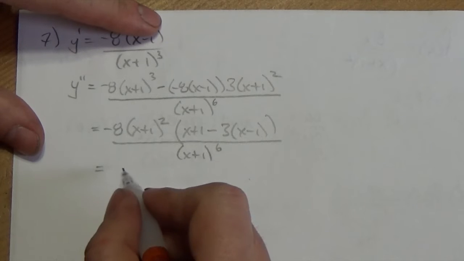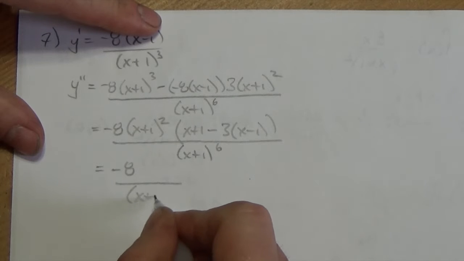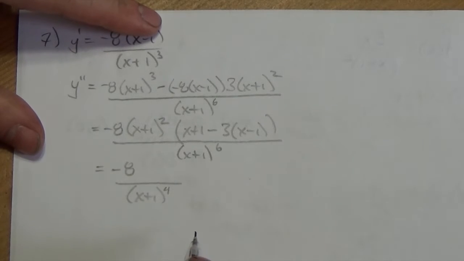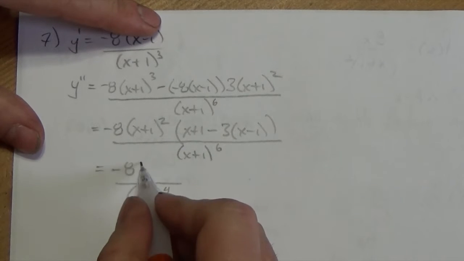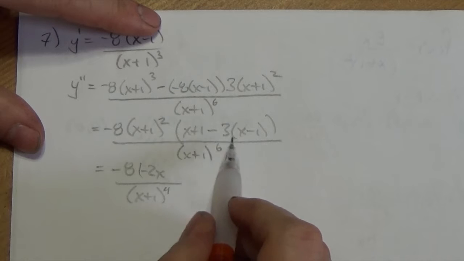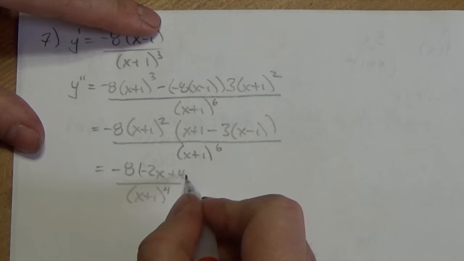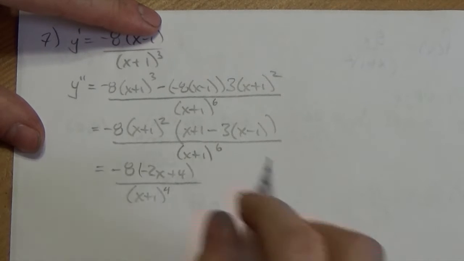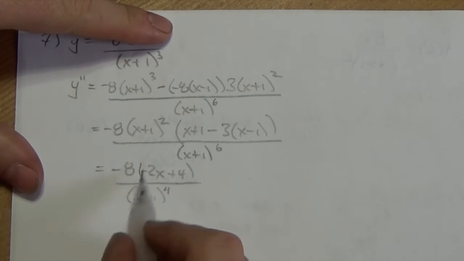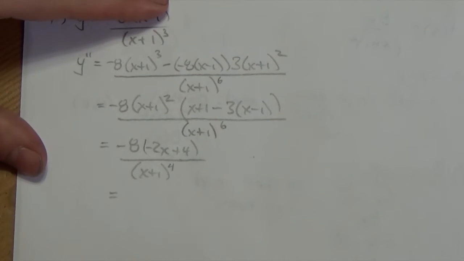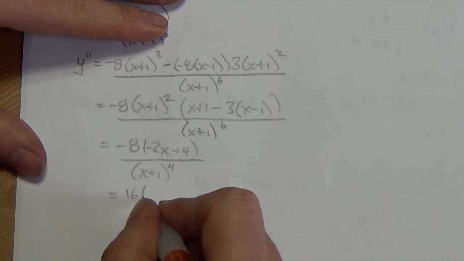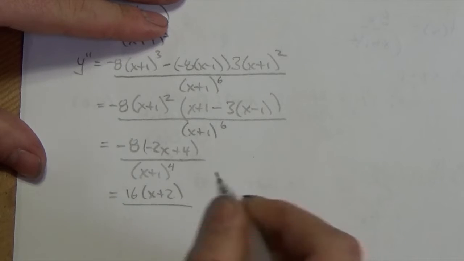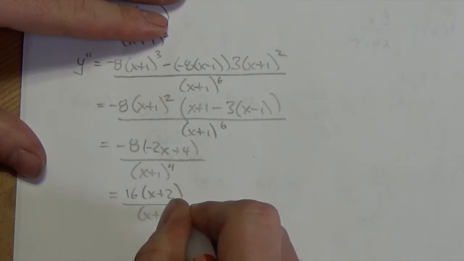We can cancel out a couple of those x plus 1s there, so this is going to be negative 8. This will be x plus 1 to the 4th in the denominator. And then in the numerator, what do we got here? Well, we're going to have an x and a negative 3x, so it's going to be negative 2x, a 1 plus a 3, so plus 4. Looks like, I'm just going to double check that, looks right. Up here, I am going to take out the negative 2. When I take that out, that'll be positive 16, x plus 2 over x plus 1 to the 4th.